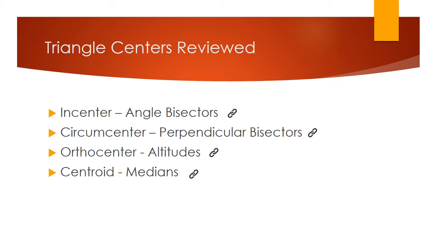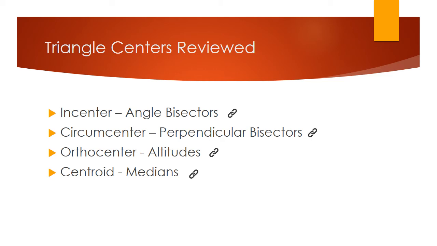The biggest thing to remember is that the in-center is an angle bisector intersection. The circumcenter is the perpendicular bisector's intersection. The orthocenter is the altitude's intersection. And then finally, the centroid is the median's intersection. And we've talked a little about these before.